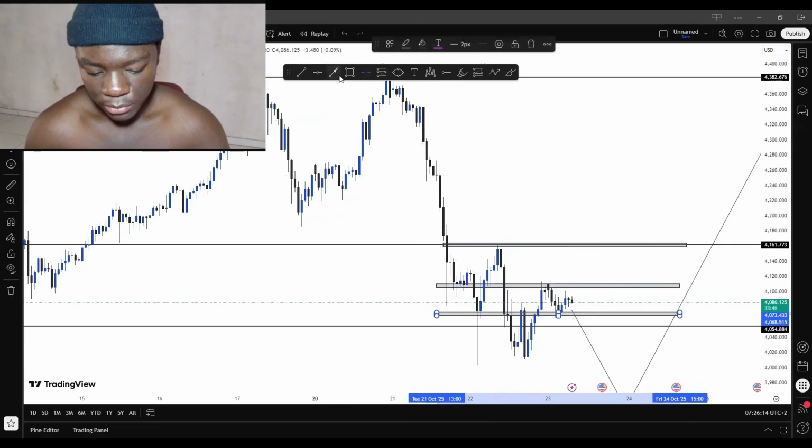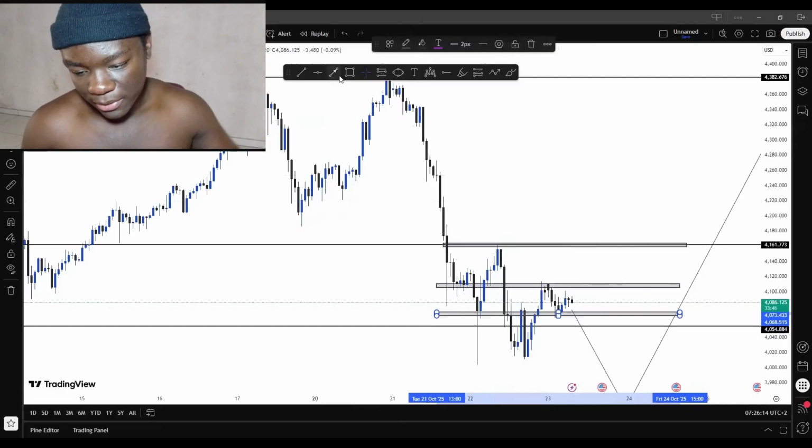So today we're gonna review how Nasdaq Ninja applies support and resistance. Without any waste of time, let's get into it.